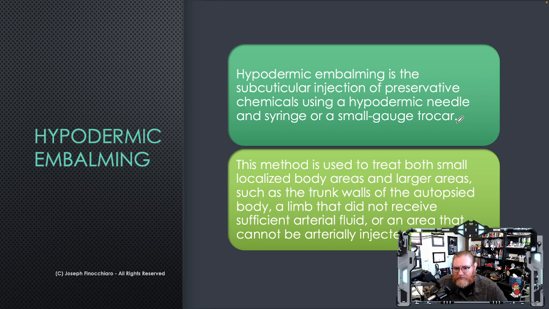Hypodermic embalming is the subcuticular injection of preservative chemicals using a hypodermic needle and syringe or a small gauge trocar. This method is used to treat both small, localized body areas and larger areas, such as the trunk walls of the autopsied body, a limb that did not receive sufficient arterial fluid, or an area that cannot be arterially injected.